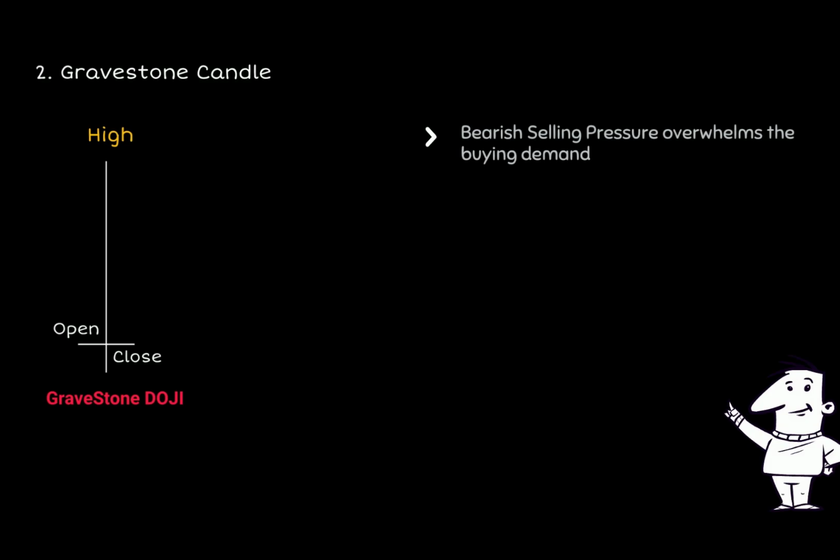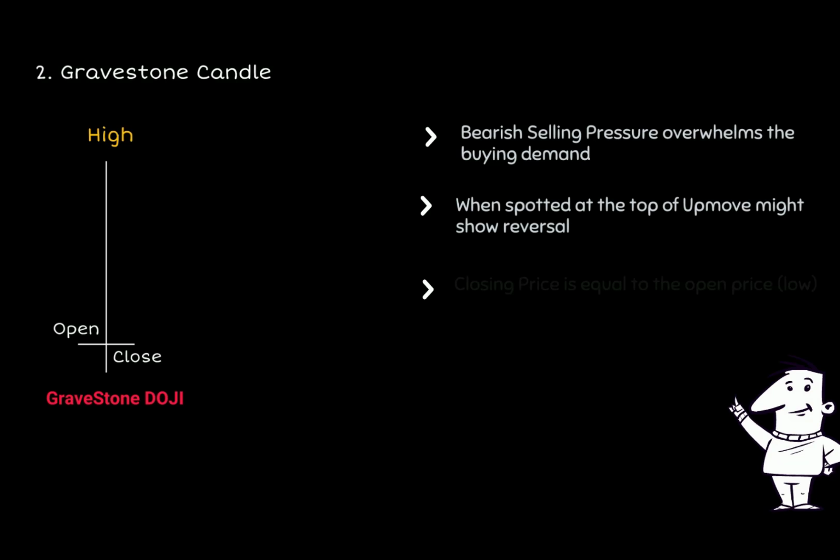The next one is the gravestone DOJI. So if you see here, the stock has opened at a low price. However, at the end of the day, the closing price is equal to the opening price, which was low. During the day, the bearish selling pressure overruns the buying demand. This particular pattern, if it is spotted at the top of an up move, might show a reversal. It's not a very common pattern to find, but if you do find this pattern, you can trade it after the confirmation.